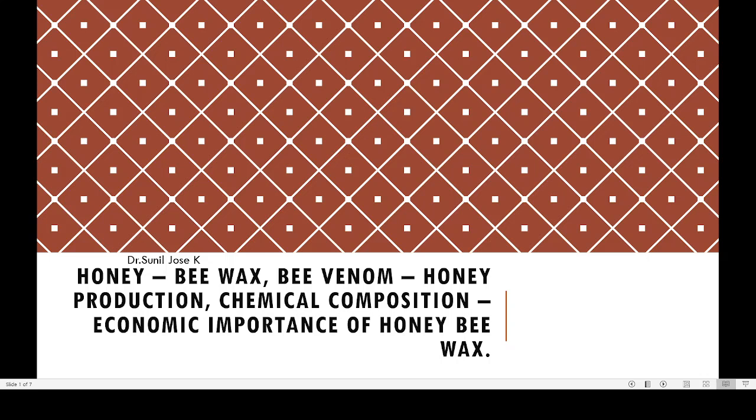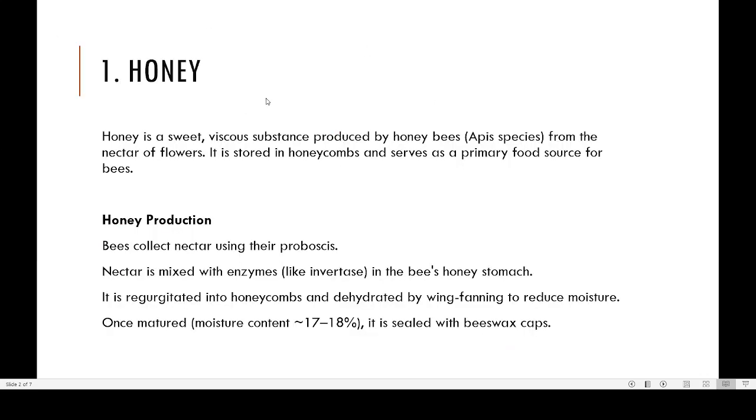So in the last class I gave you an introduction about the topics that we will be studying in these value-added products. The first one is regarding honey, and we will be studying about beeswax, bee venom, and production of honey, and a little bit about the chemical composition of the honey. We are not going into too much detail; only a brief introduction to this aspect is expected from your syllabus. So to begin with, we will see what honey is.